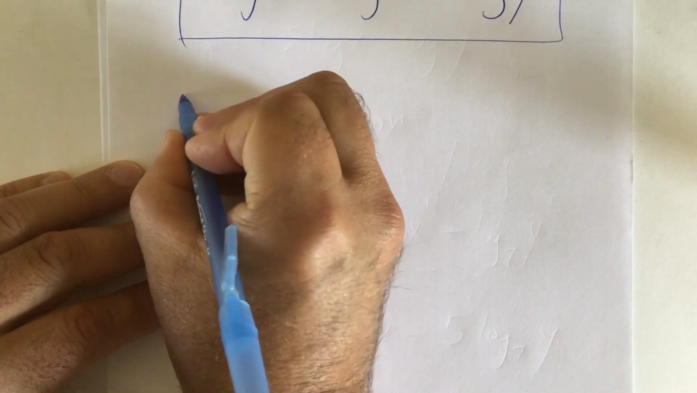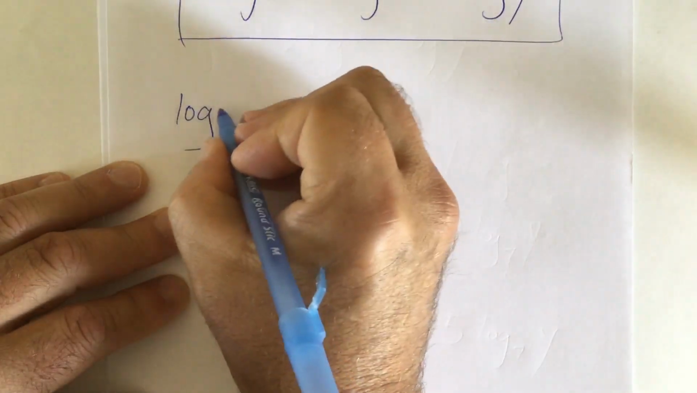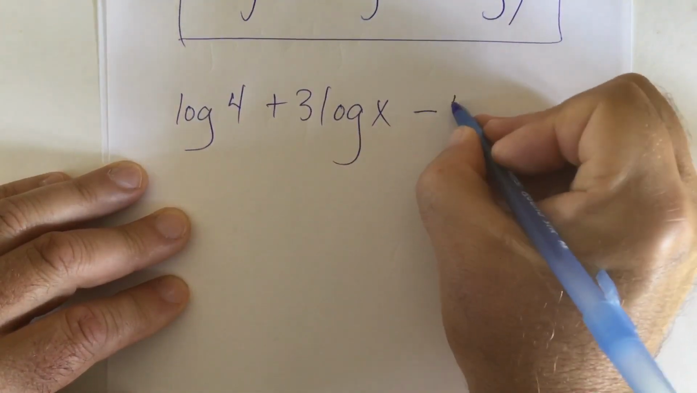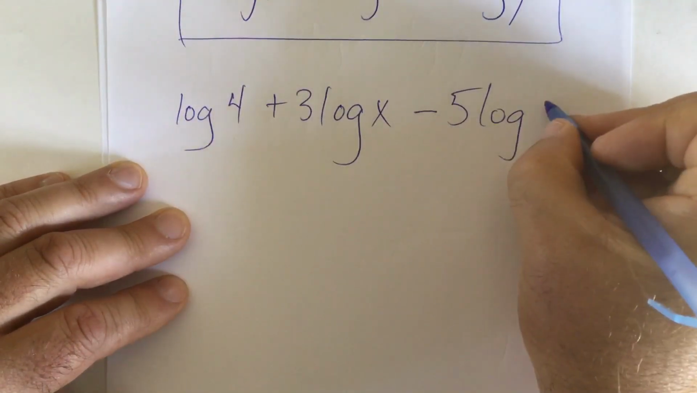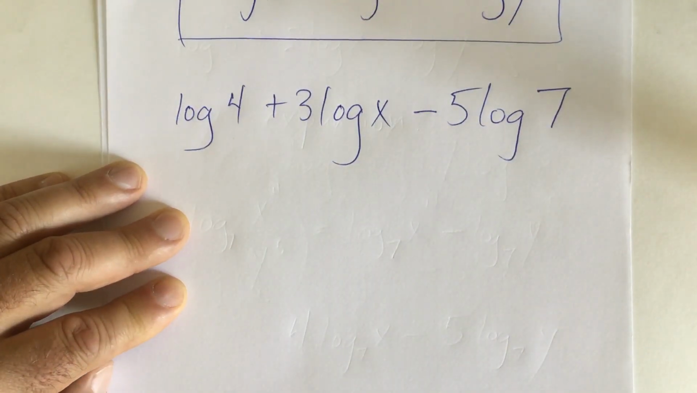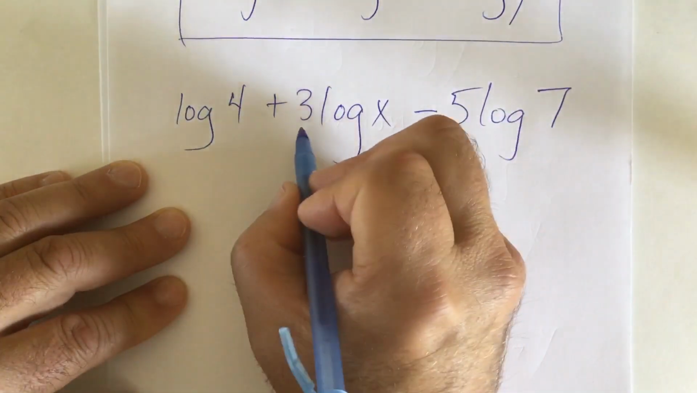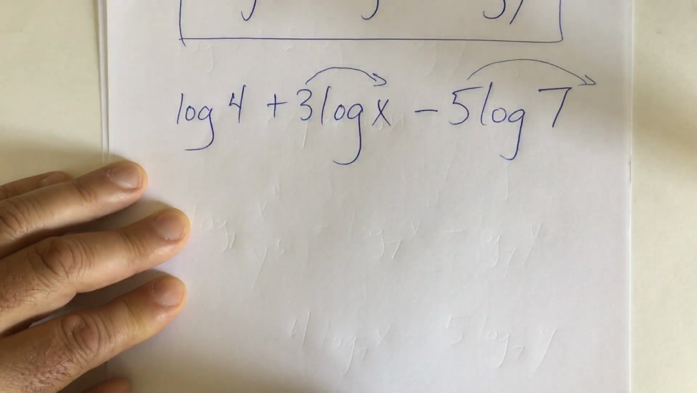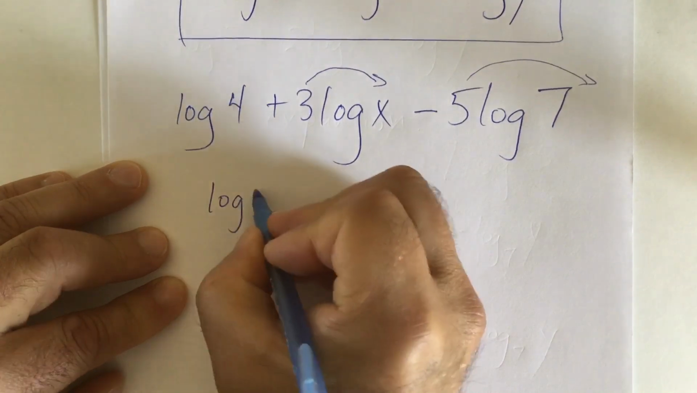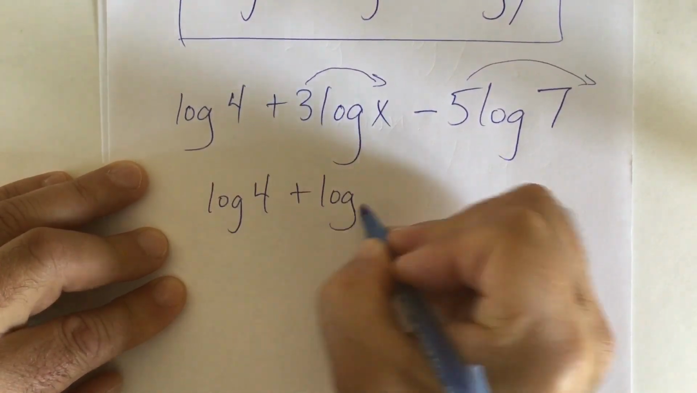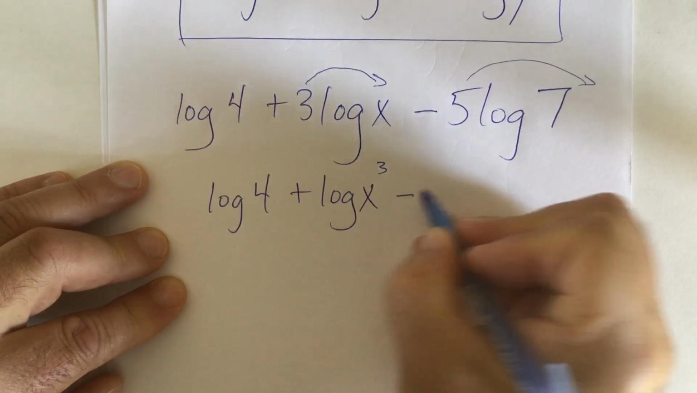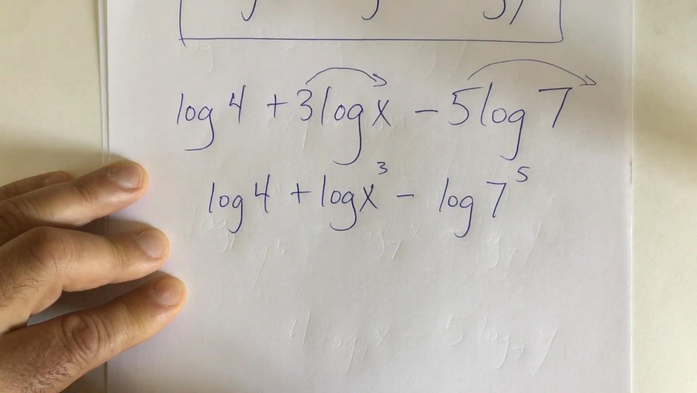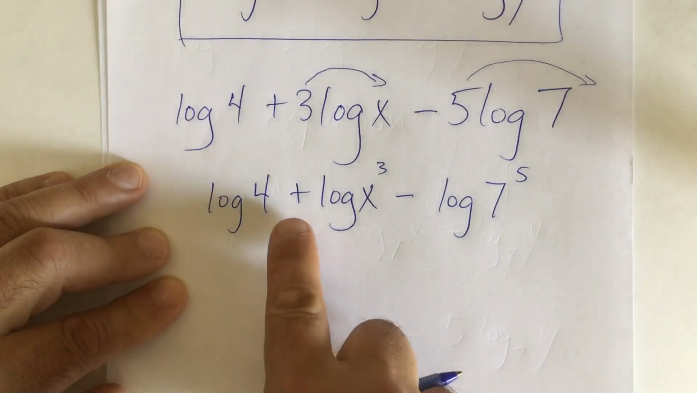So what if I gave you a statement that said log of 4 plus 3 log x minus 5 log 7? Well, guess what? I would not want to drop it like it's hot. I would want to pick it up like it's cold if I was going to try to make it into single log form. So my first step would be start undoing things. I would bring the 3 back up here. I would bring the 5 back up here. That'd be my first step. I'd undo the power.